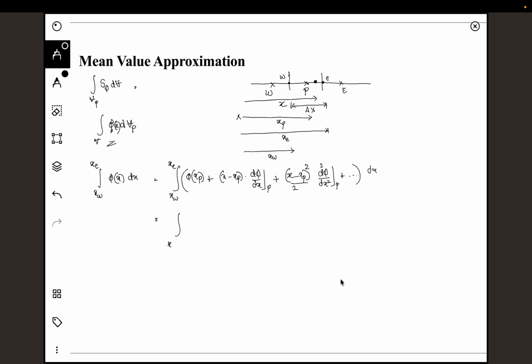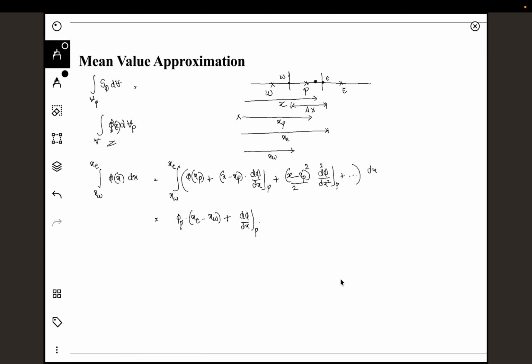So I can write xw as xp minus something, I don't even have to make that. I'll just write something like this. This will be some constant. Let's say phi p is the value of phi at the point P. Just do the integration also. So I have phi p times xe minus xw, plus an integration here. Del phi del x is evaluated at point P, so this will be independent of dx, so that will come out.